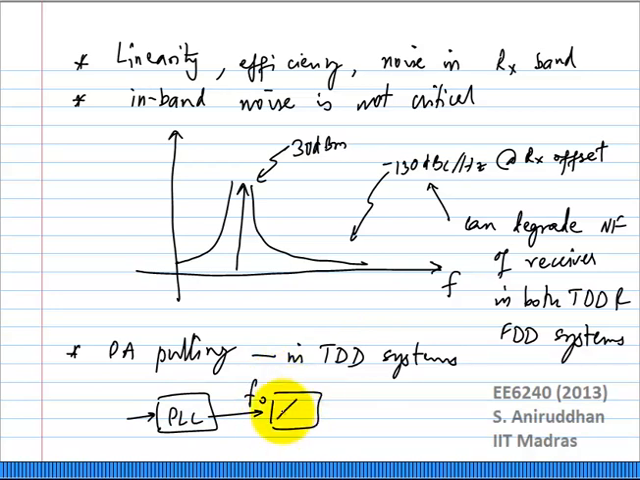Maybe this goes through a divide by 2, or let us take the simplest case. This actually goes directly into my mixer. Okay? I have my baseband. I have my power amplifier.